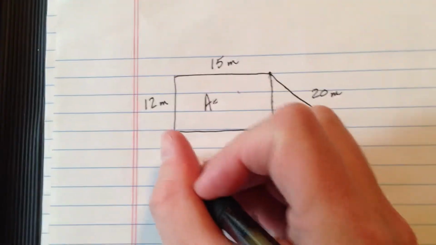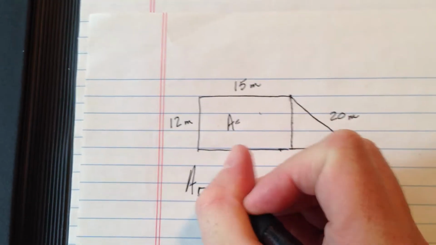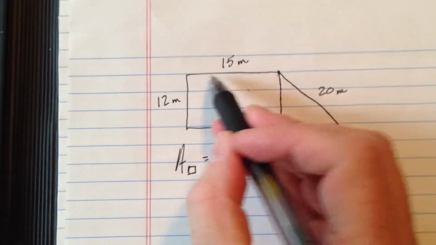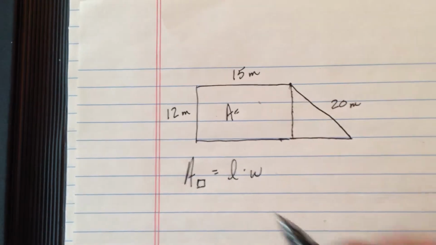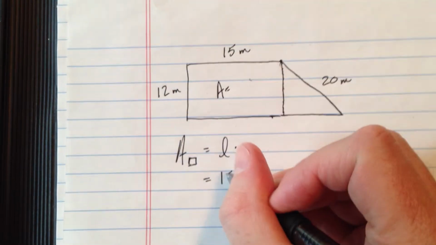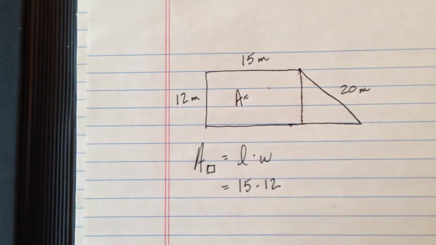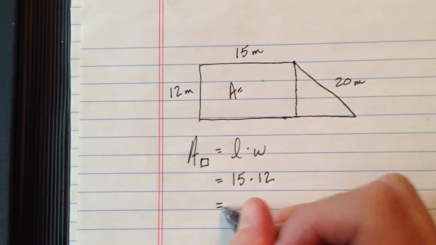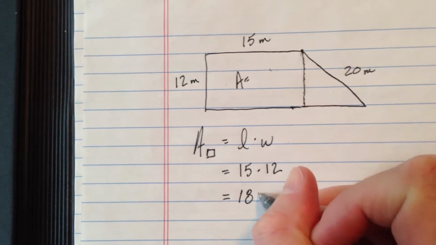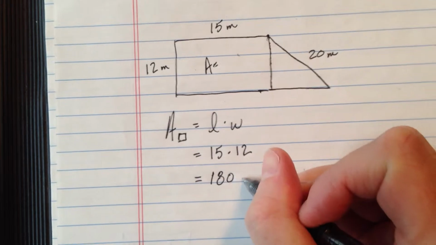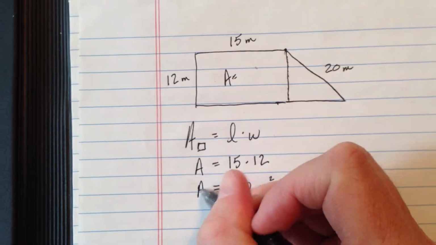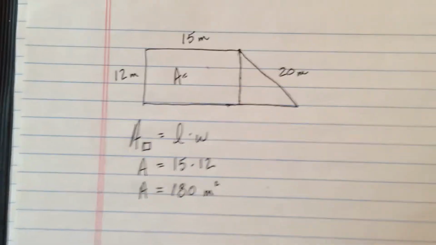So the first thing we want to do is find the area of the rectangle. Well, area of a rectangle is length times width. Well, we have the length and we have the width, so all we have to do in this case is multiply. So we're going to take our 15 and we're going to multiply it by 12 and punch that into our trusty little calculator, and you should get 180, and that is going to be square meters. Right, so we have an area of 180 square meters from our rectangle.